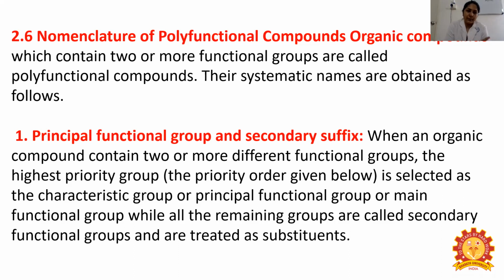Its systematic name is applied as follows: principal functional group and the secondary suffix. When an organic compound contains two or more different functional groups, the highest priority group, according to the priority order given below, is selected as the characteristic group or principal functional group or main functional group, while all the remaining groups are called secondary functional groups and are often treated as substituents.